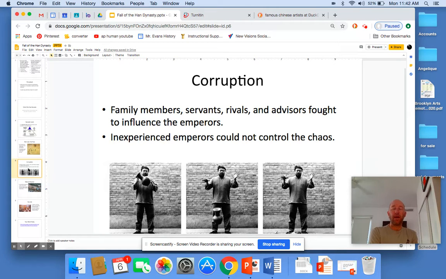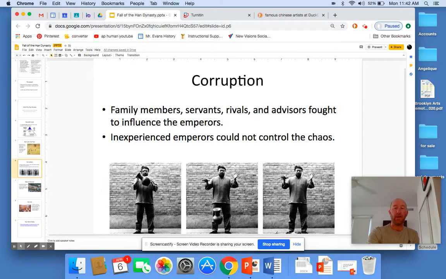Corruption. We talked about, with the rise of the Han Dynasty, this idea of meritocracy, that they valued talent over connections. Eventually, that went away, and the Han Dynasty started promoting family members, started promoting friends, instead of those who were most able to do the job. And so you had this series of inexperienced emperors who didn't know how to rule, didn't know what it meant to be a good leader, and chaos ensued.